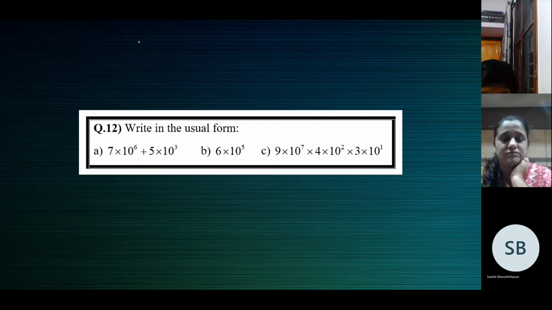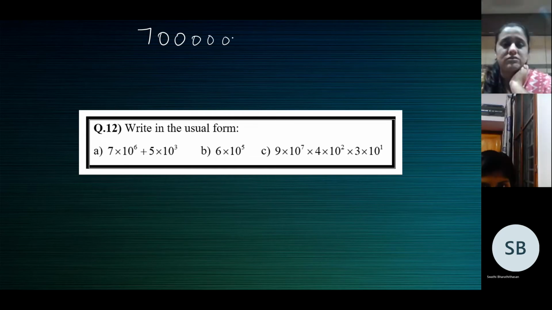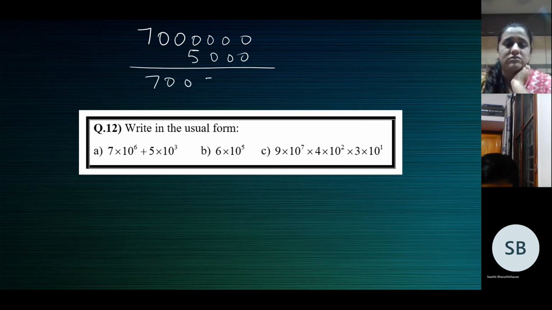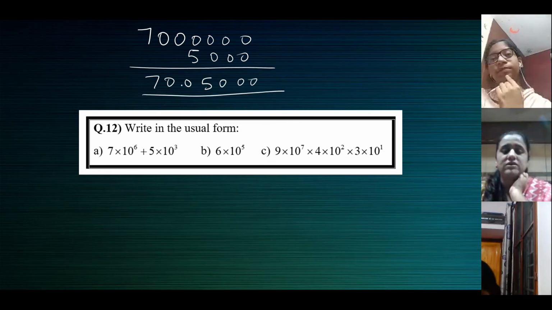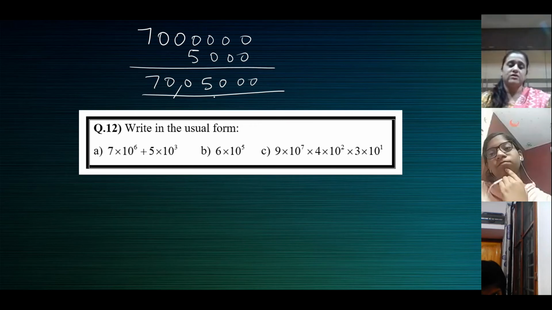Okay. Plus 5,000 is 7, comma 005, comma 000. So 7 followed by 6 zeros, plus 5,000, which is 5 followed by 3 zeros. Which is? 70 lakh 5,000, ma'am. 70 lakhs 5,000. Okay. The next one.